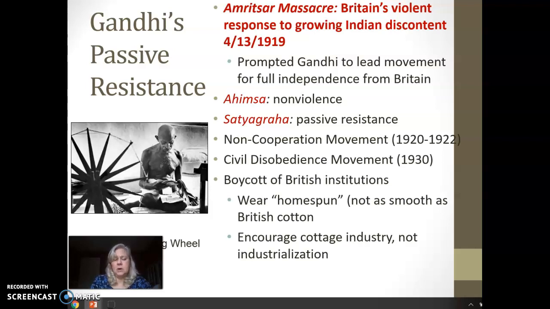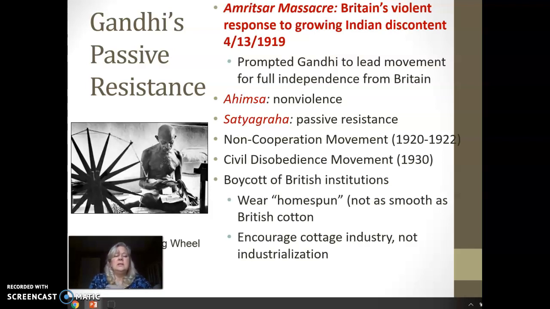Remember, we talked about thread count in class. Well, the homespun cotton, like Gandhi is making here, is not going to be as smooth as the British cotton. It's going to be scratchy. It's going to have bumps in it. But that's okay, because that's going to, in their mind, reduce their dependence on British institutions.